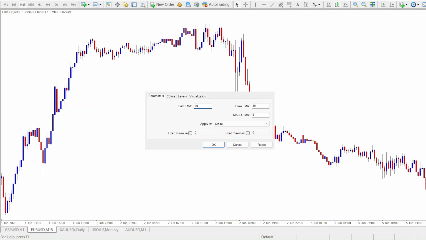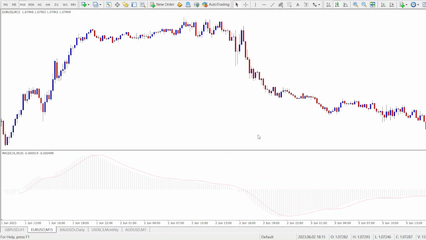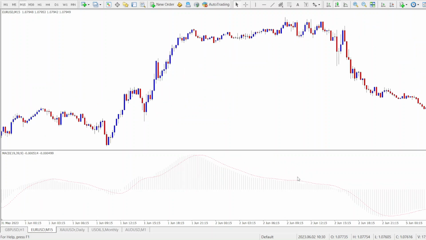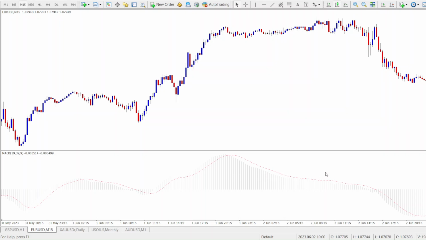Now, for those unfamiliar with the indicator, the MACD stands for Moving Average Convergence Divergence. It's a momentum indicator that helps traders identify trends, reversals, and possible trade entry points. So the two key components here are the MACD line and the histogram bars, as we can see on the chart. The MACD line and the histogram bars are the two main components of this oscillator.